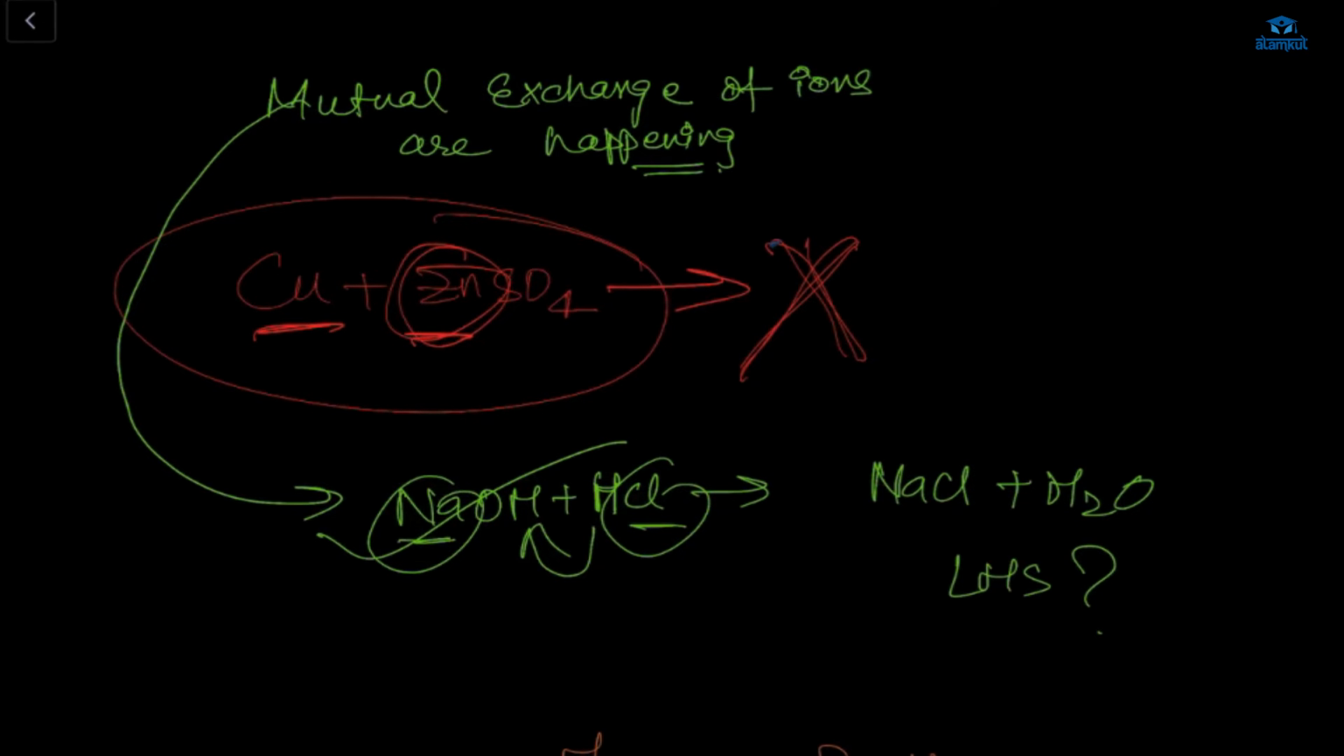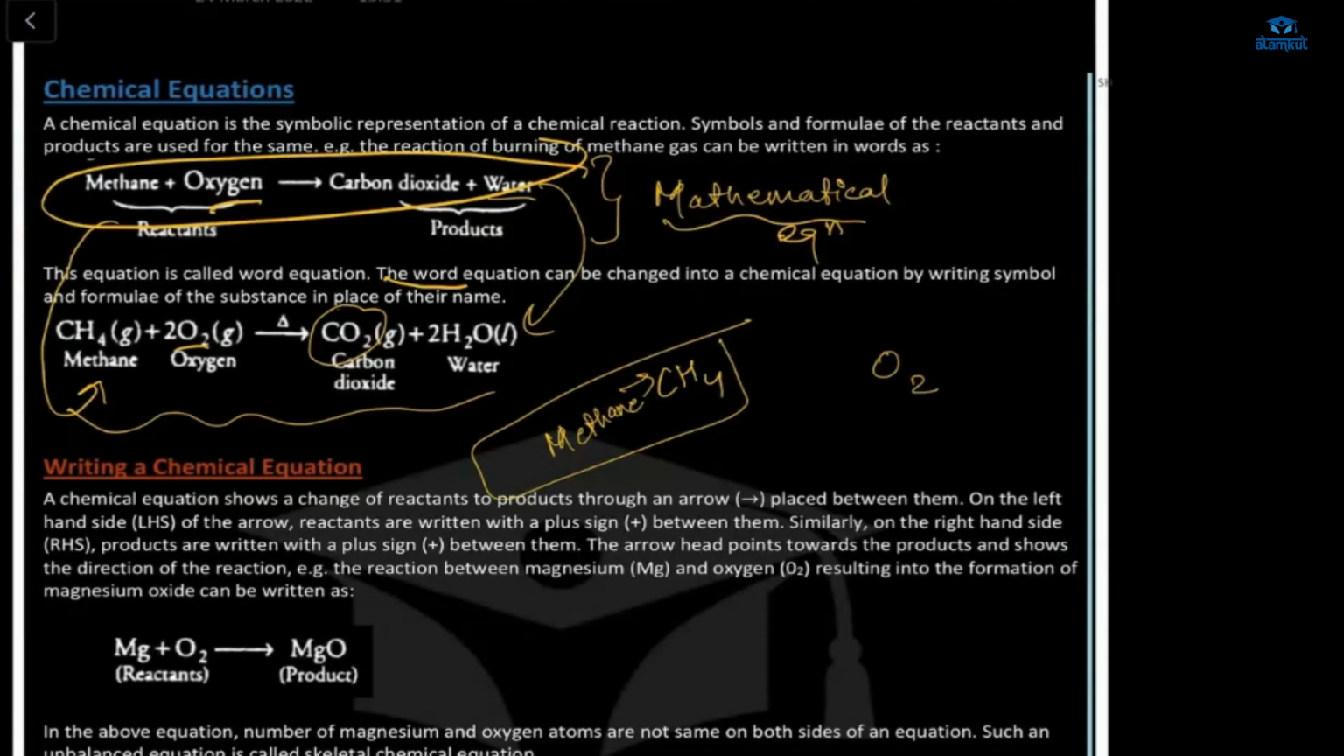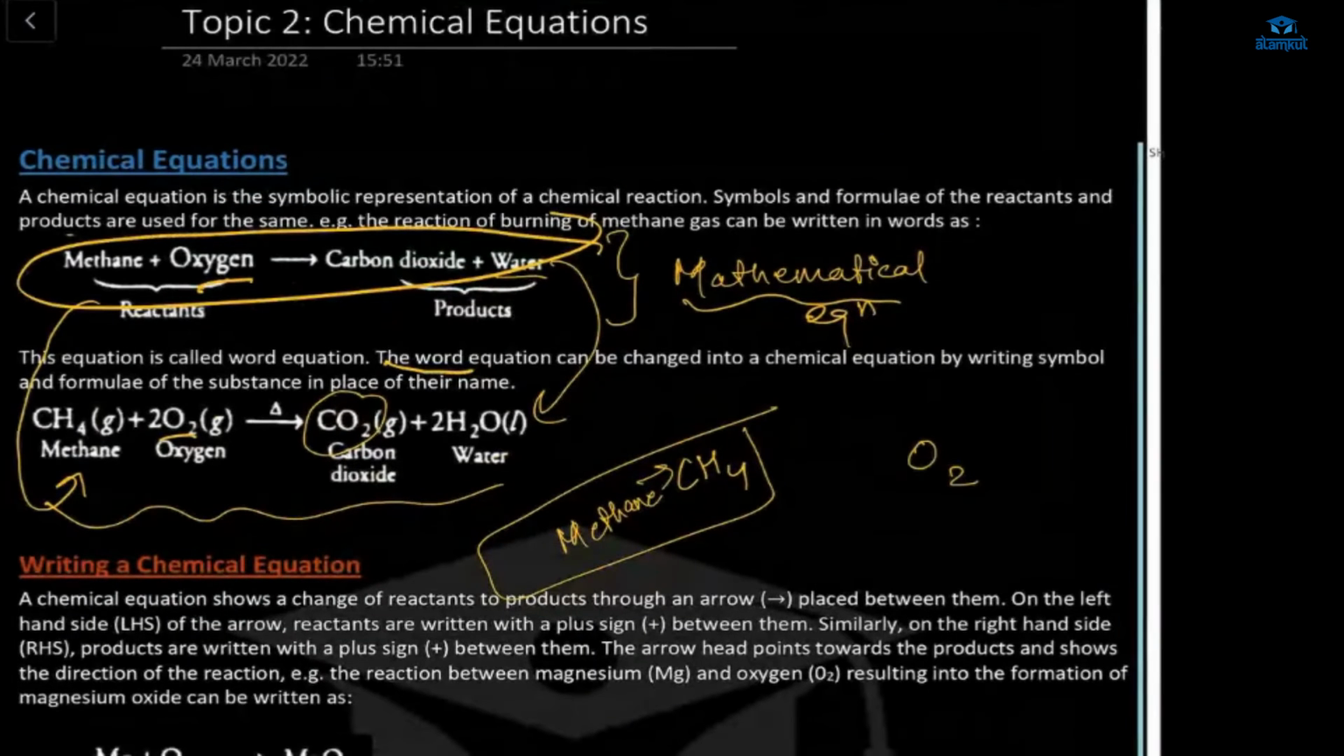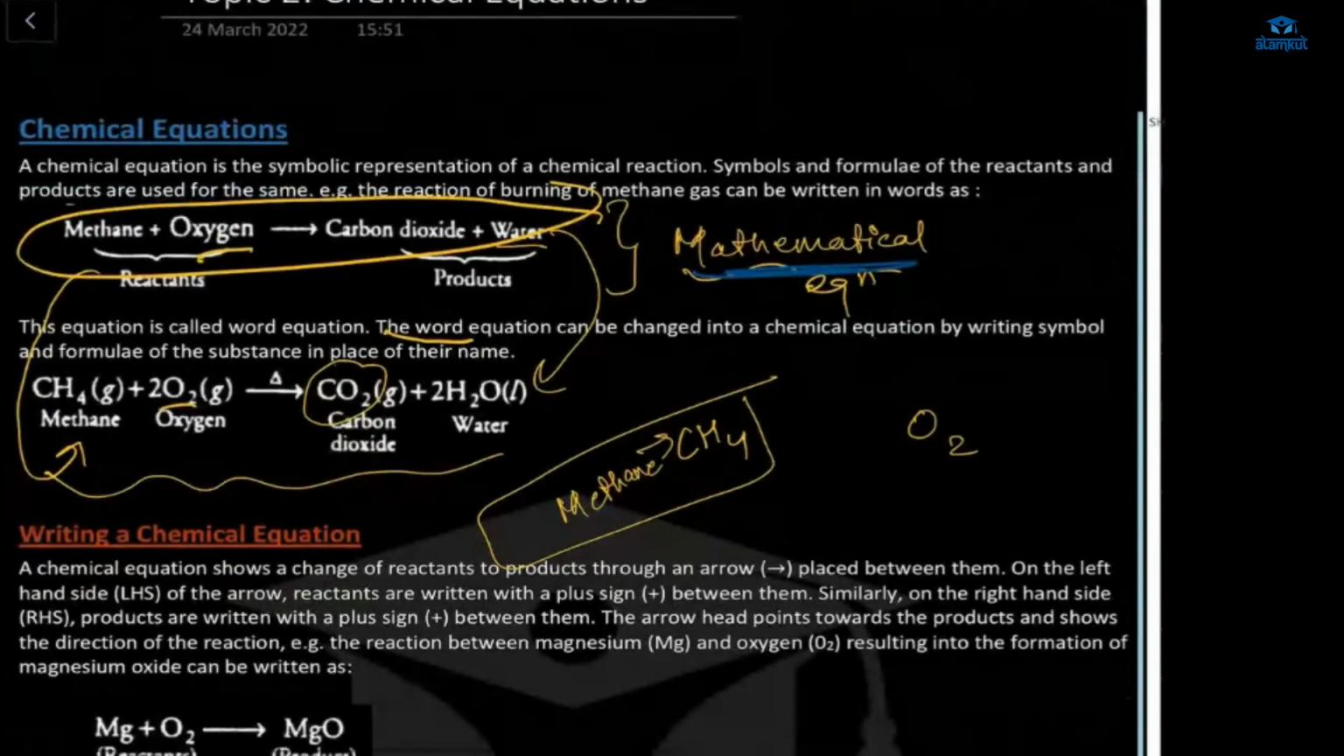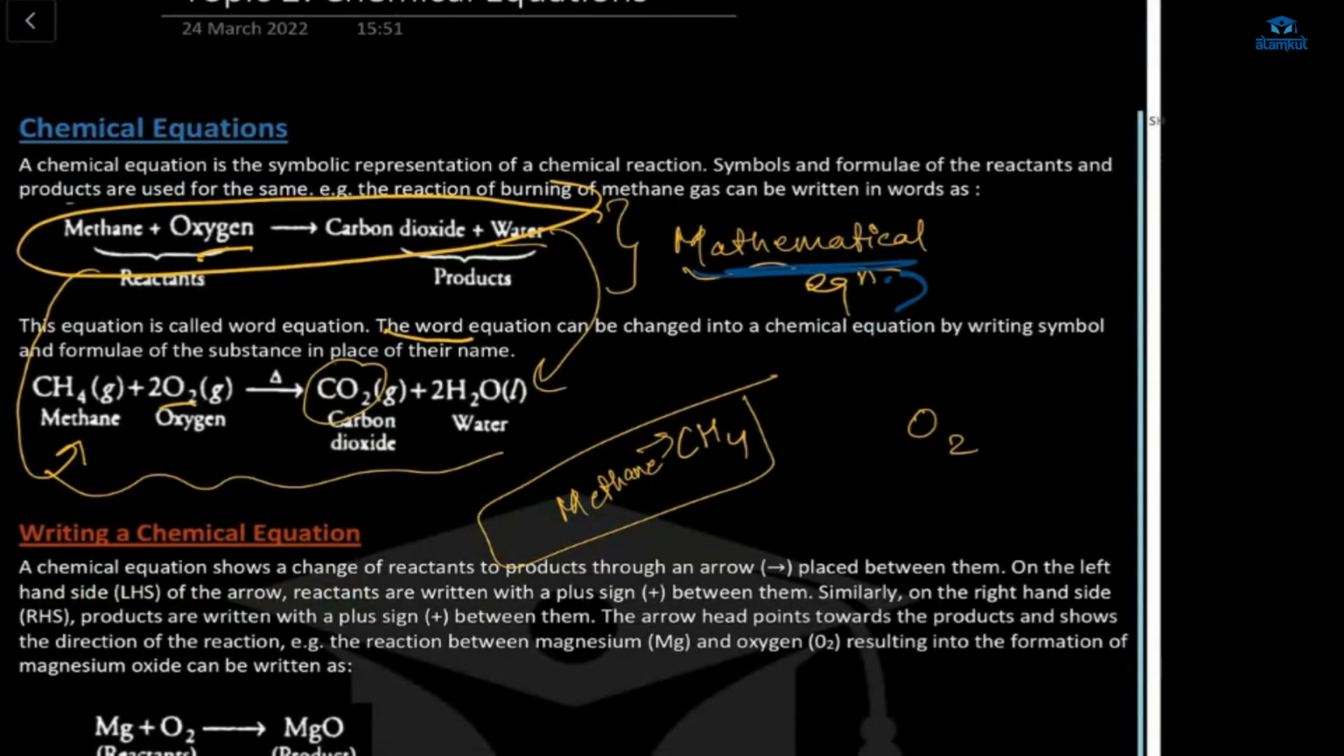Okay, good. Now this is the chemical equation. It's easy. Let's go through the notes. This is a mathematical equation, and then exchanging to symbols. Right, Navya? Methane plus oxygen. Methane is CH4. Oxygen is O2. Correct? Yeah. This is a chemical equation.